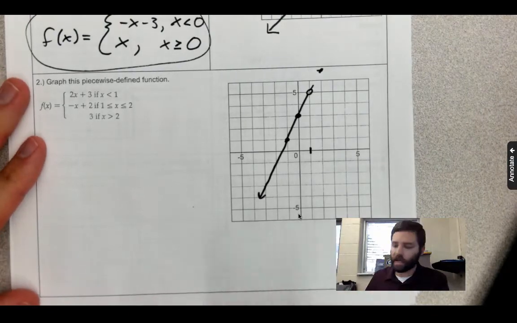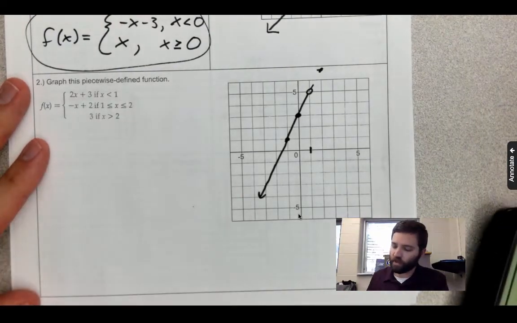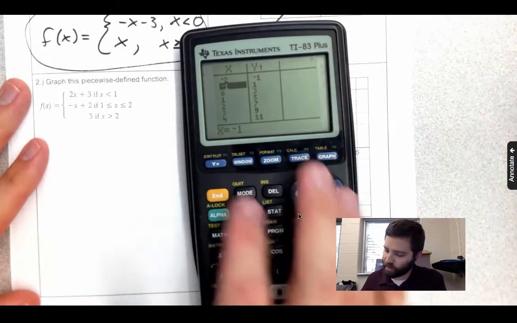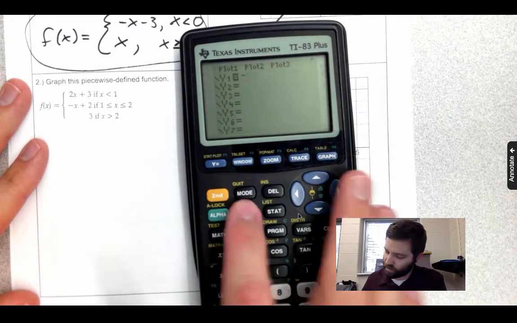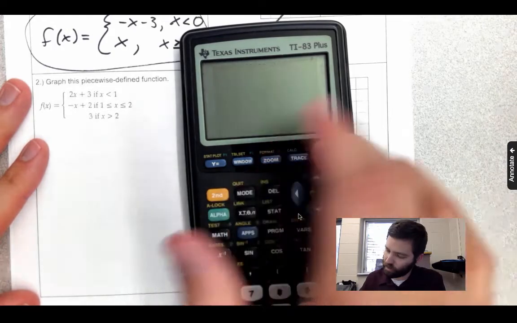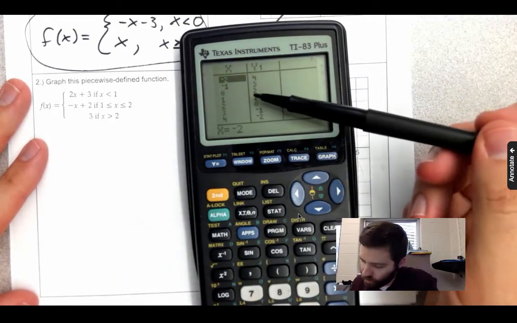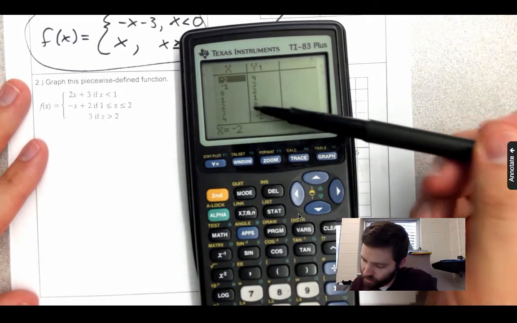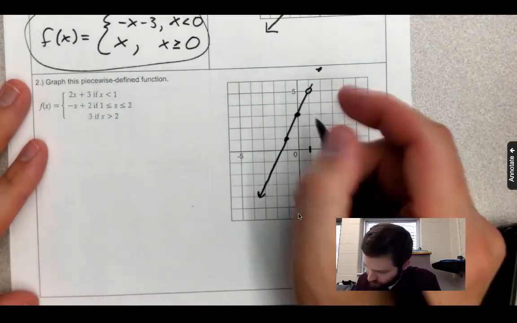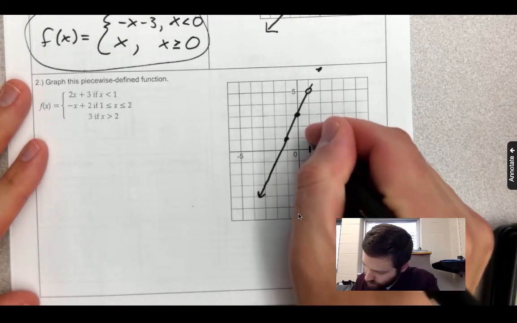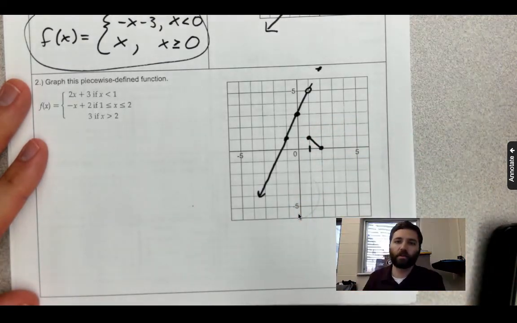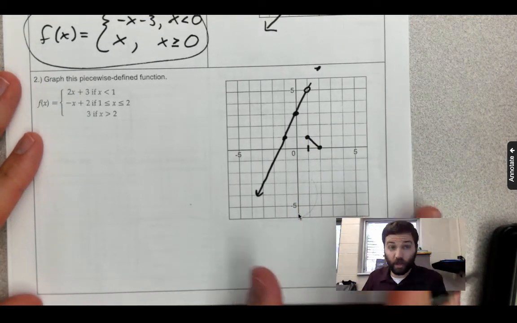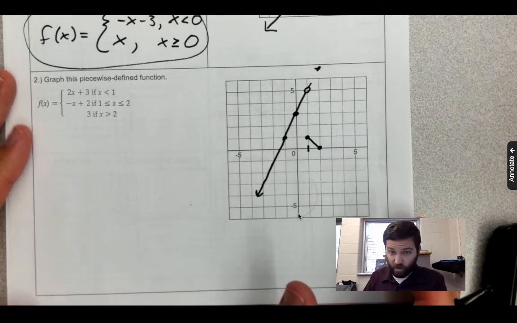Okay. Then we have negative x plus 2 between 1 and 2. All right, well, again, we can go right here, and we go negative x plus 2 table. And then only between 1 and 2, so I've got 1, 1, and 2, 0. Okay, so it's just that little piece of the line there. And then the next part is y equals 3 when x is greater than 2.